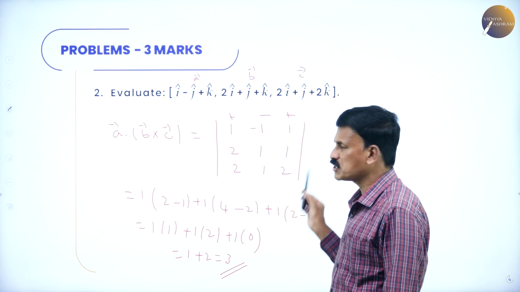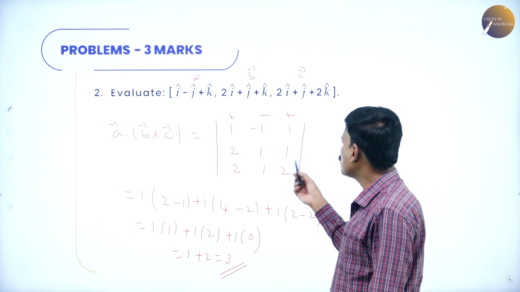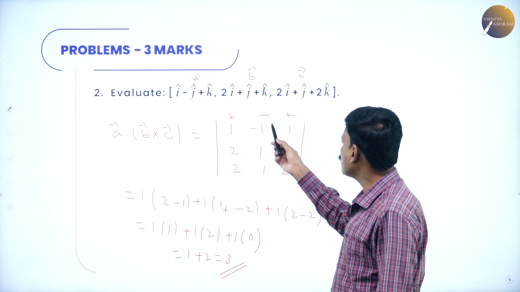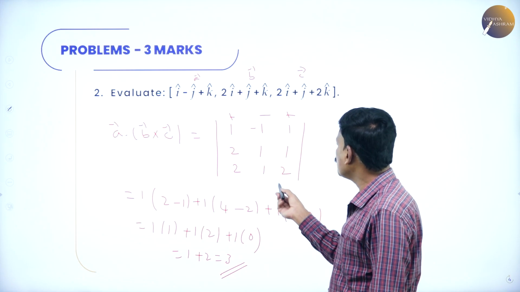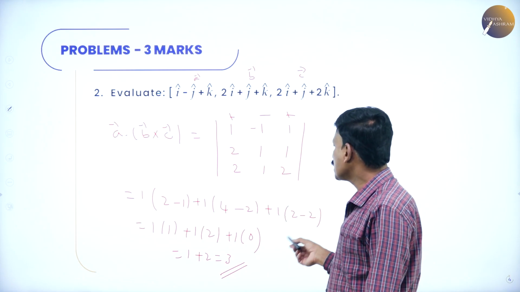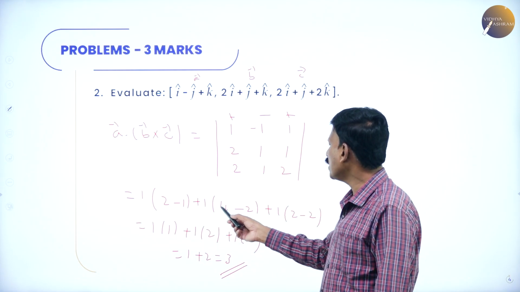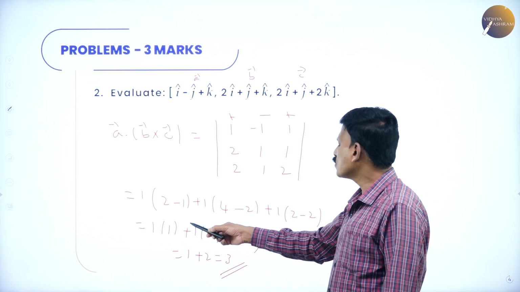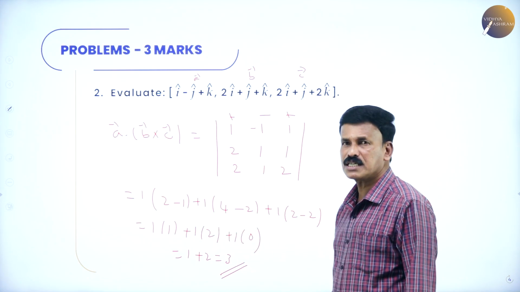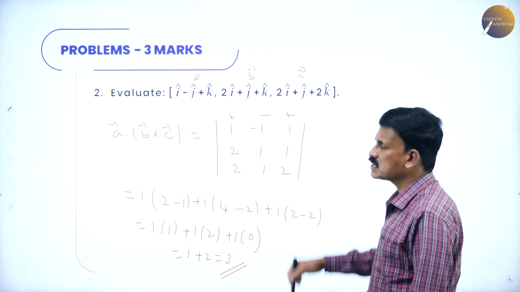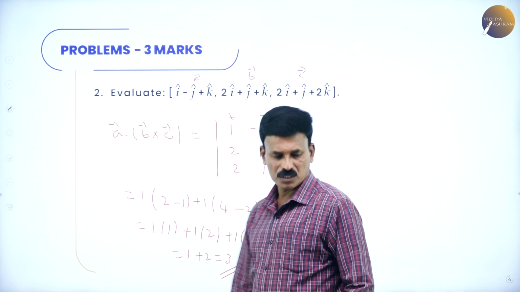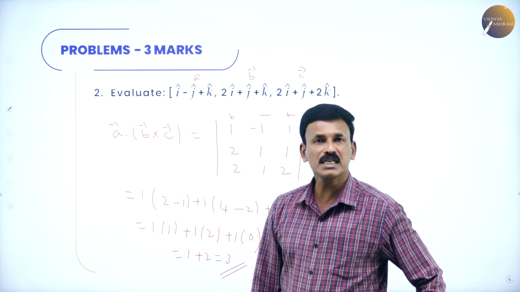Simplify. Expand with respect to the first row. 1 into 1 twos are 2 minus 1. Minus into minus, plus 1 into 2 twos are 4 minus 2. Again plus 1 into, this is gone, 1 twos are 2 minus 2. So this is 0. 2 minus 1 is 1. 1 into 4 minus 2 is 2. So 1 plus 2 is equal to 3, the required answer. The box product or scalar triple product of these vectors is nothing but 3. Okay. Now let us come to the next problem.